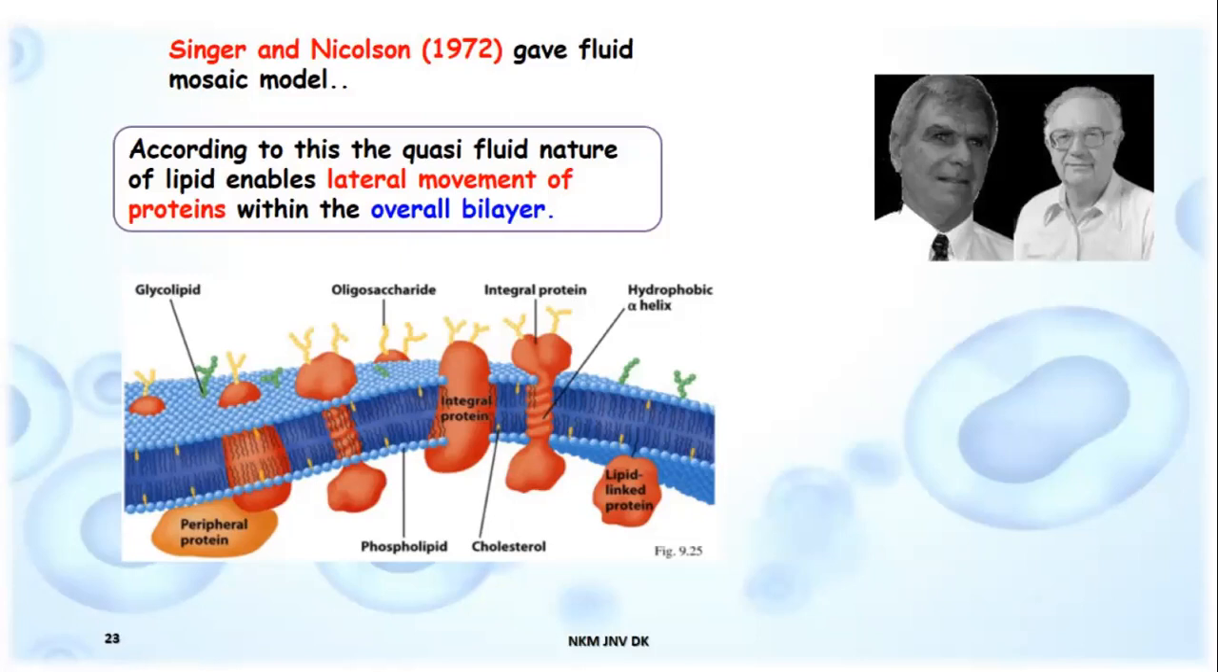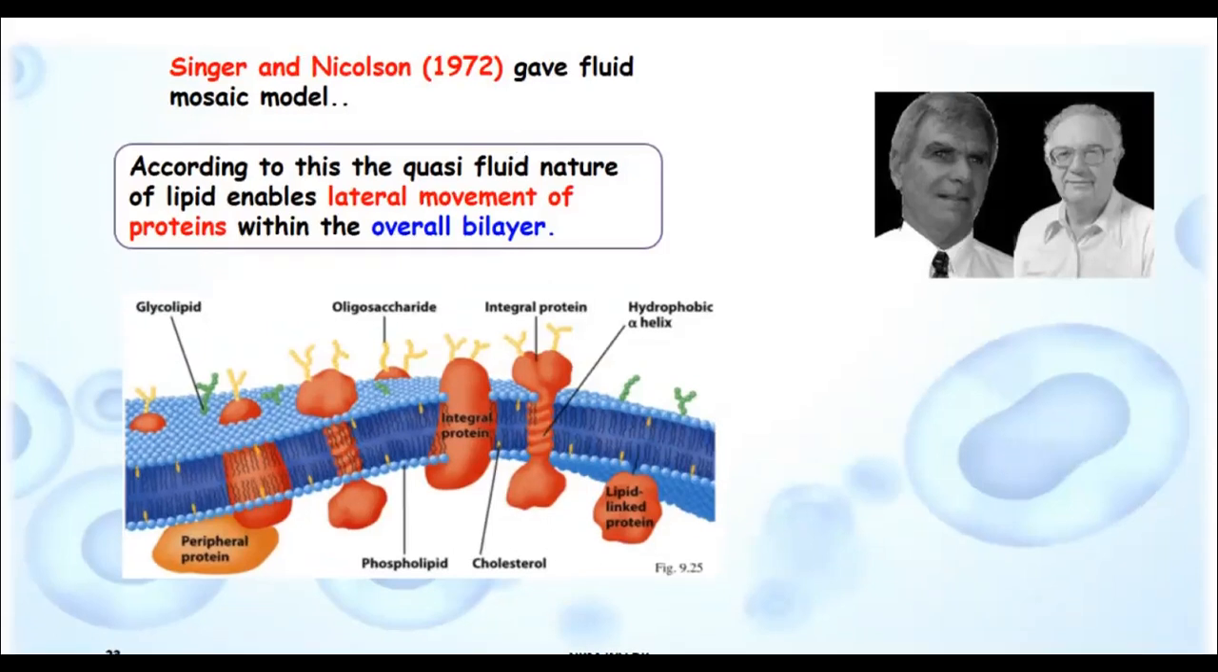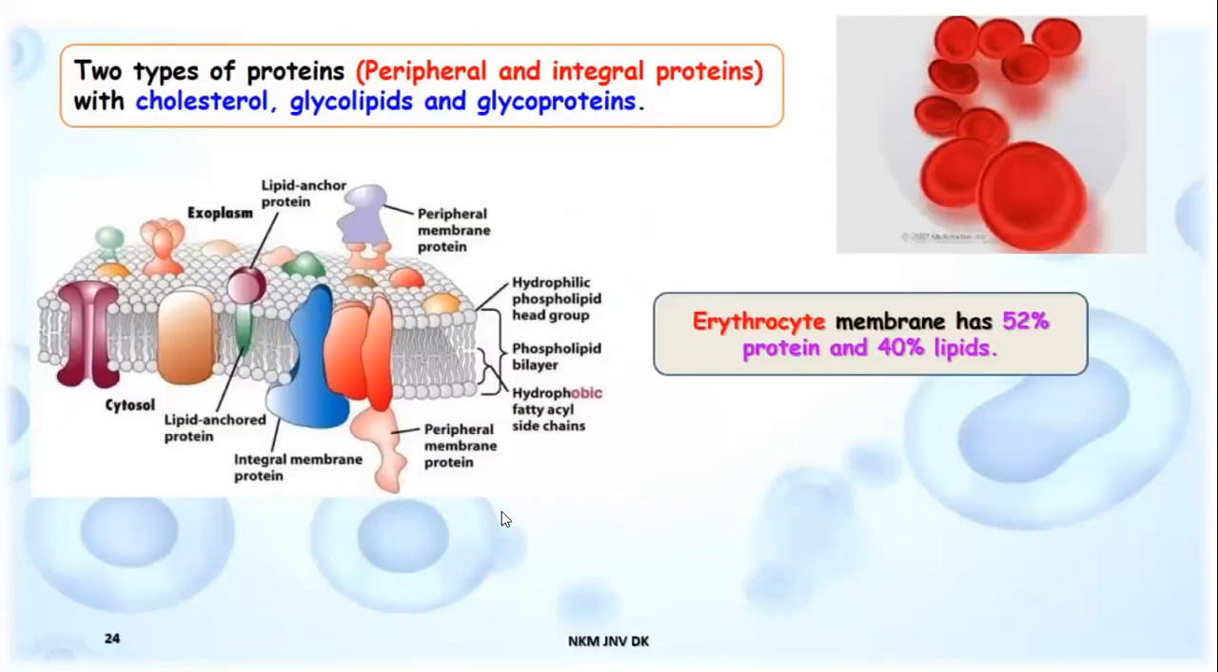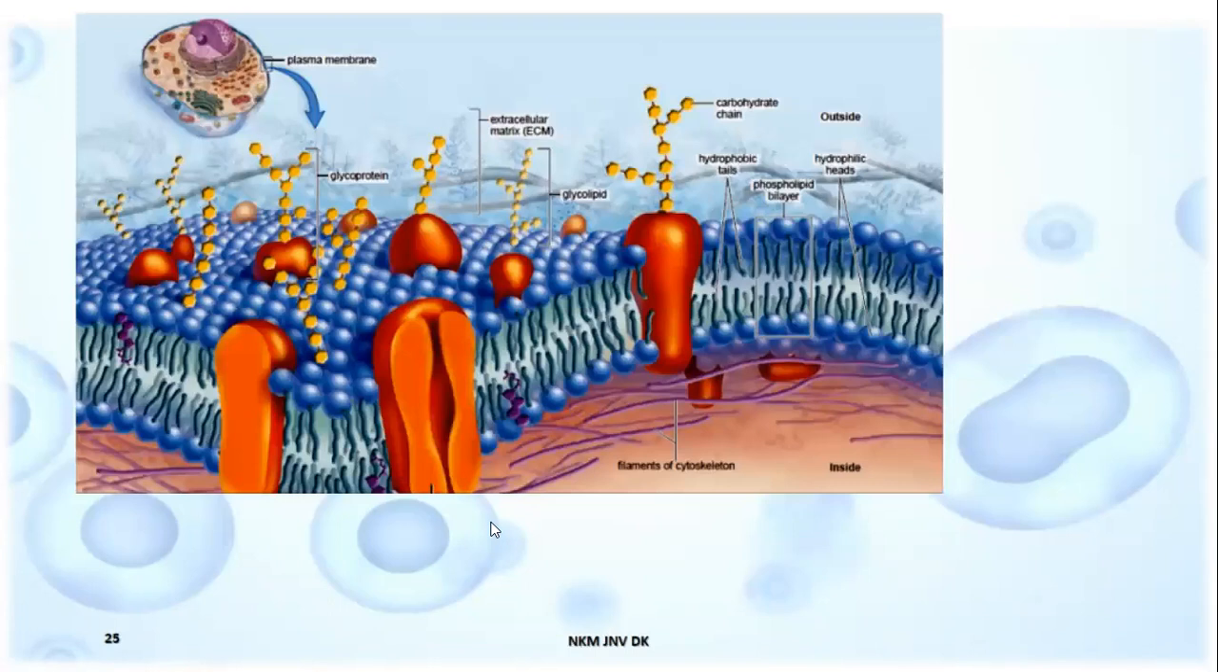According to this model, the quasi-fluid nature of the lipids enables lateral movement of proteins in the overall layer. Peripheral proteins are present on just one side of the membrane and do not pass through both parts. The types of proteins are peripheral and integral, along with cholesterol, glycolipids, and glycoproteins. The erythrocyte membrane has 52% protein and 40% lipids. This type of membrane structure is seen in the cell membrane.